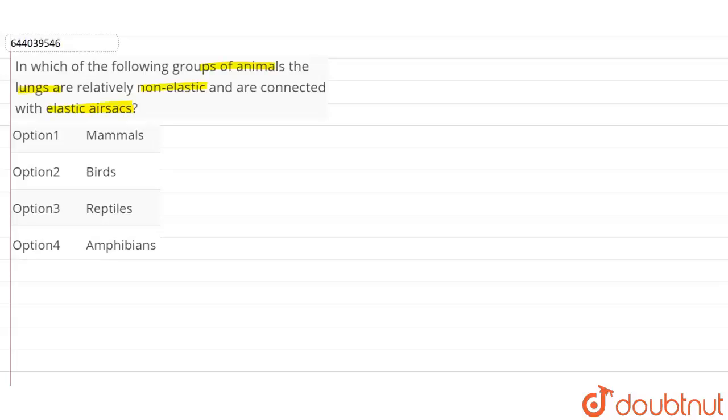In this question, we have to select the group of animals whose lungs are relatively non-elastic and they are connected with the elastic air sacs. So such air sacs are the characteristic feature of the respiratory system in birds.